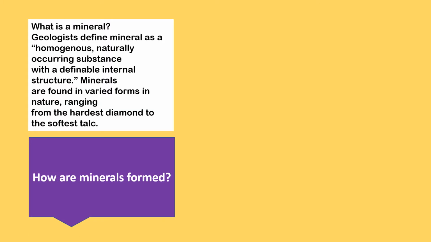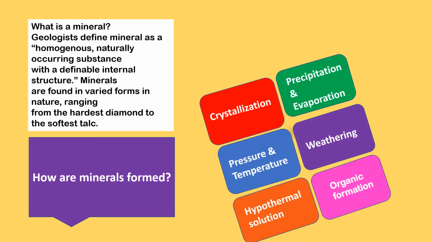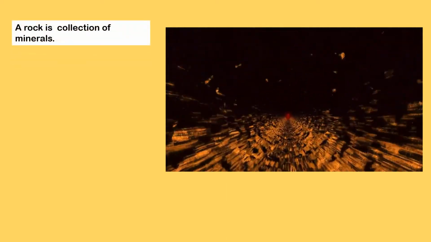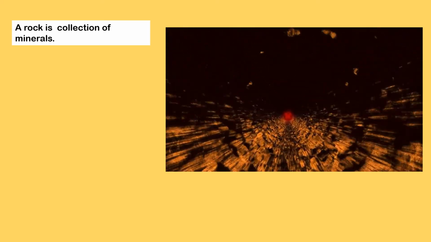Now let's learn how they are formed. So many processes, right? Crystallization, precipitation and evaporation, pressure and temperature, weathering, hydrothermal solution, organic formation. Let's learn, children. Now we are going to learn in detail how minerals are formed. Before that, what is a rock? A rock is a collection of minerals.